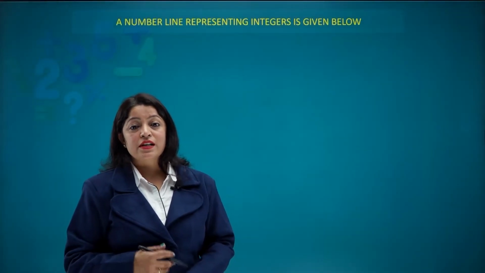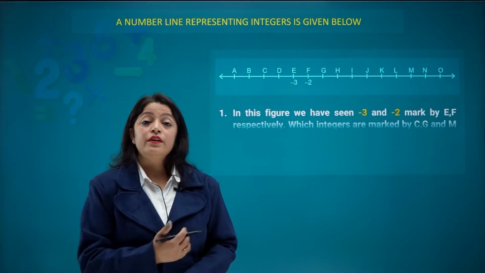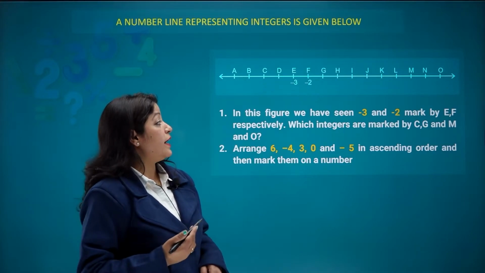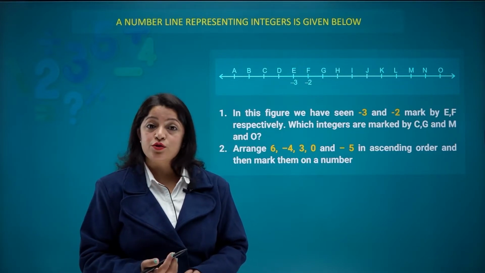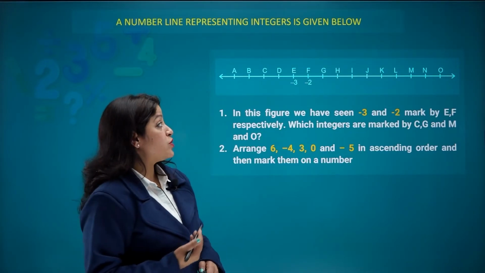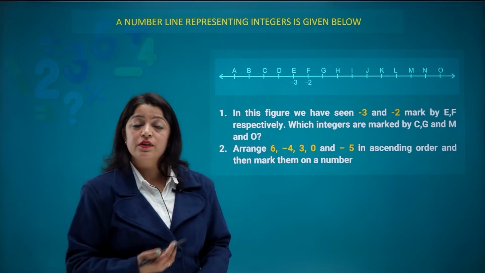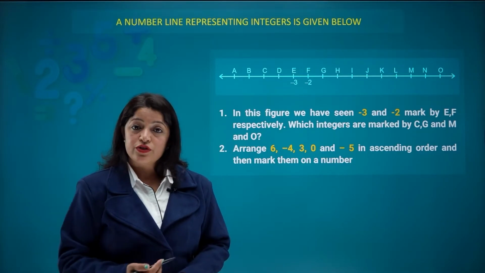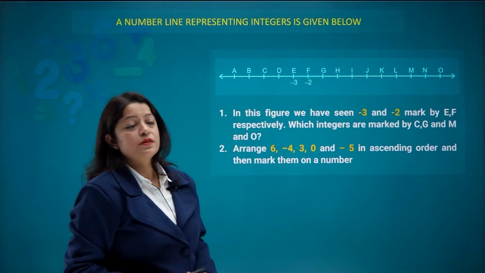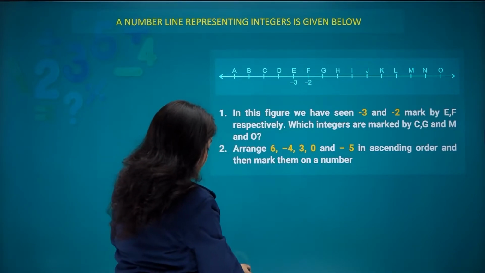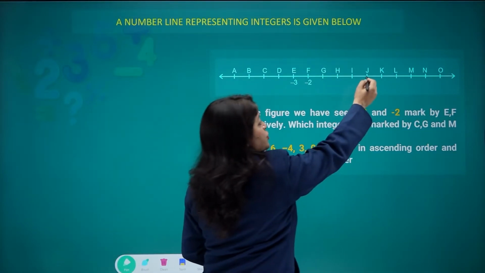The next segment says a number line representing integers. We are familiar with this as well. Now, here on this number line, you can see two numbers, minus 3 and minus 2, right? And they are marked by the points E and F. So, what may be asked to you? You may be asked which integer is represented by suppose E, F, G, H or whatever the alphabet. So, which integer is marked by E and which is marked by F? So, E is marked by negative 3 and F is marked by negative 2. Can you tell me now which integer is marked here by the alphabet J?